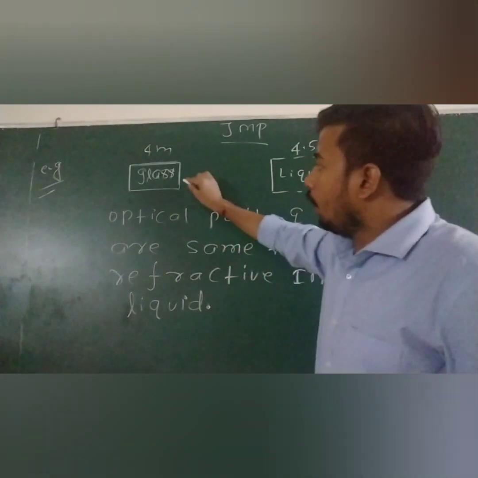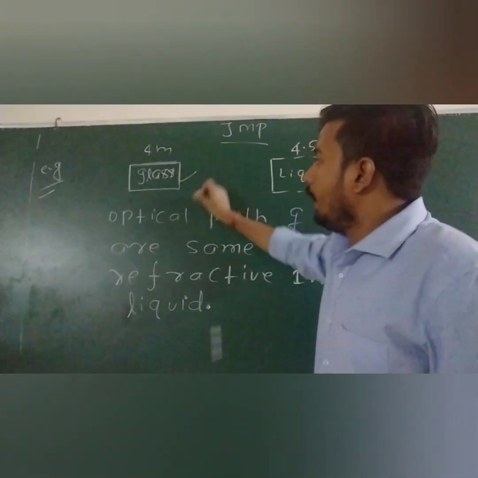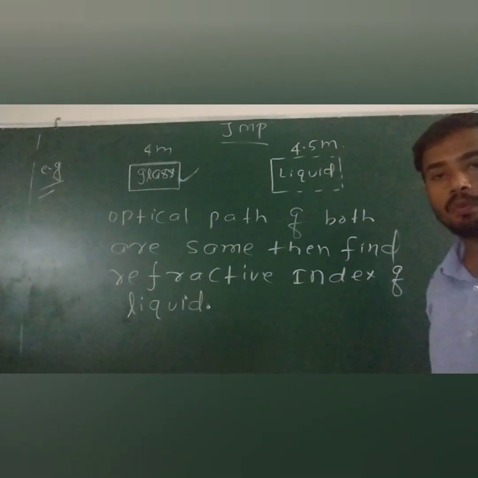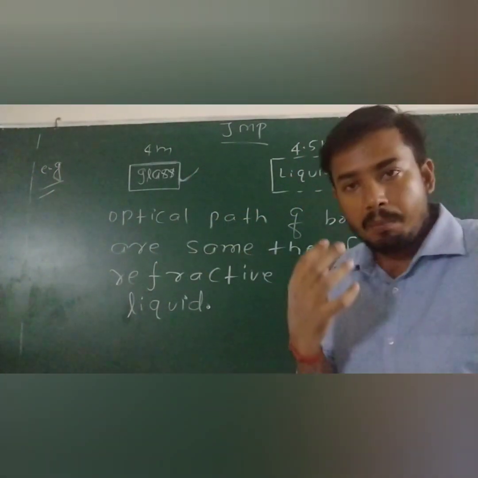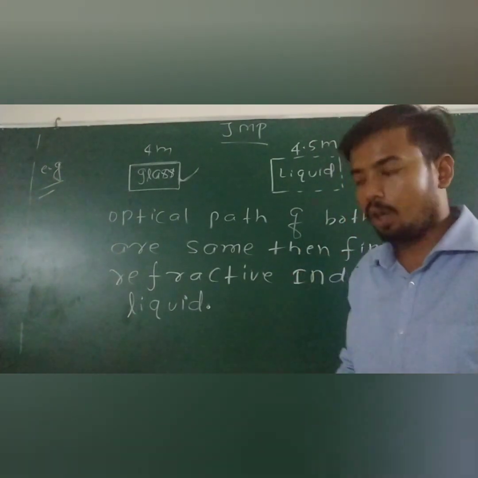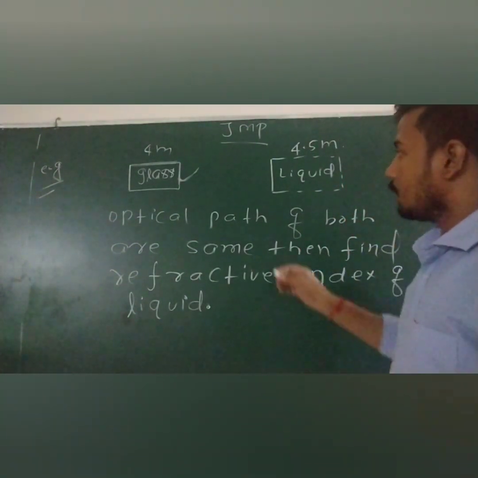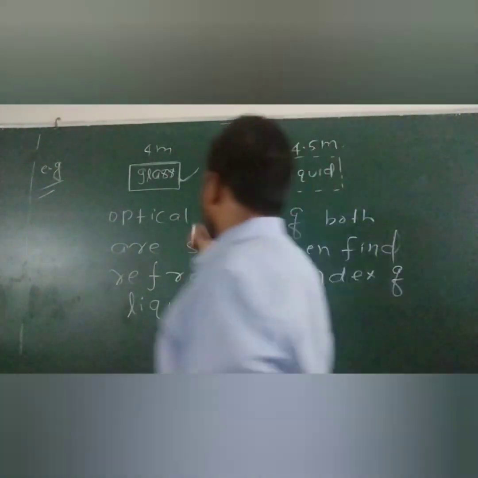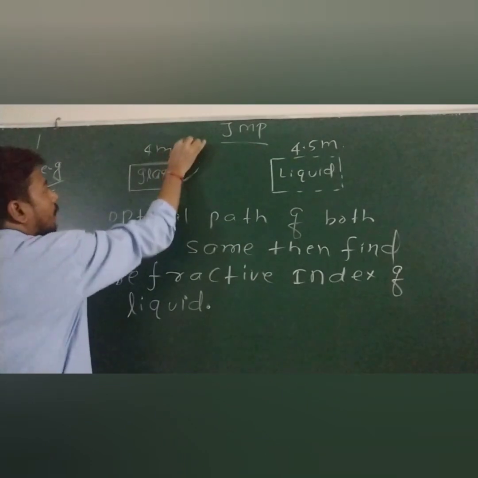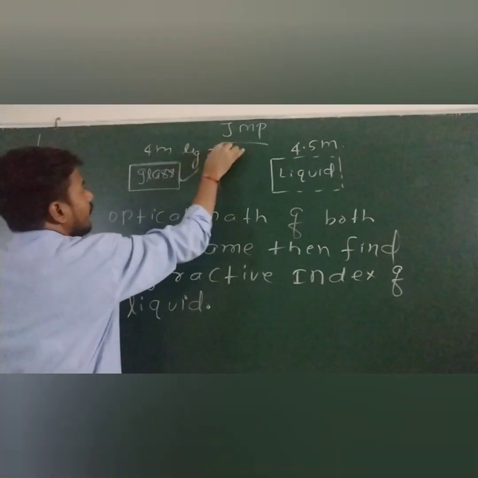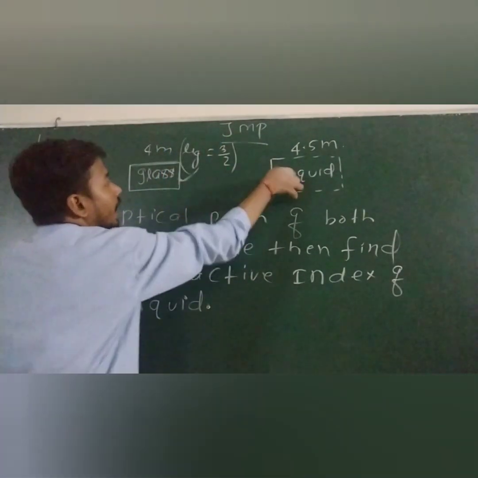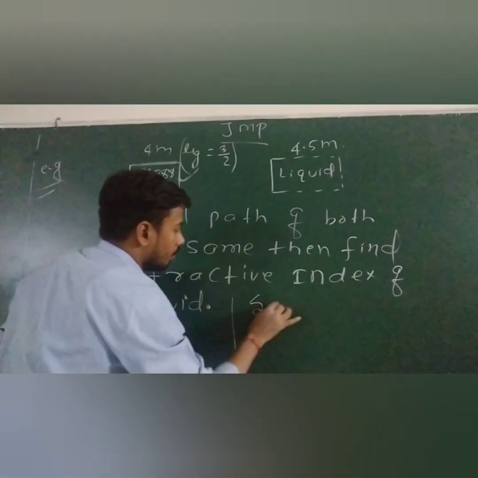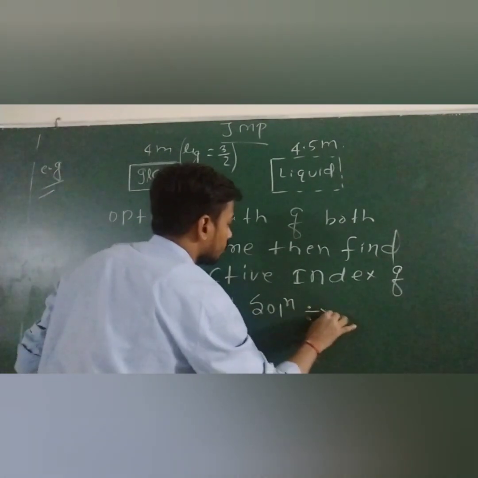Because yesterday I told you, you have to keep in mind the refractive index of glass and the refractive index of water. Sometimes they may be given, sometimes they may not be given. So here the refractive index of glass is not given, but we know that the refractive index of glass is 3/2. So we have to find the refractive index of this liquid. Check its solution.